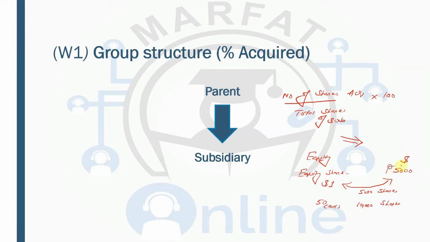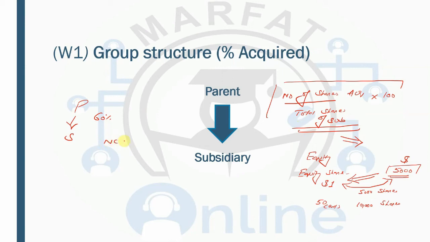Sometimes students directly pick the balance as the number of shares. In order to calculate the shares, you have to see the par value, and then you will be able to calculate the total number of shares. So number of shares acquired divided by the total shares of the subsidiary, multiplied by 100, gives you the percentage acquired by the parent in the subsidiary. For example, if the parent has acquired 60% of the shares, then the non-controlling interest is 40%. This is in the basic consolidation.